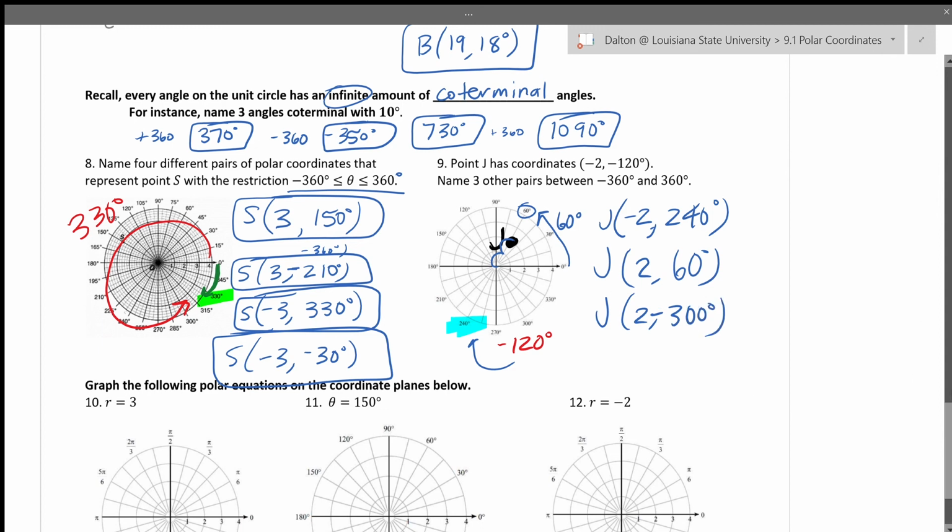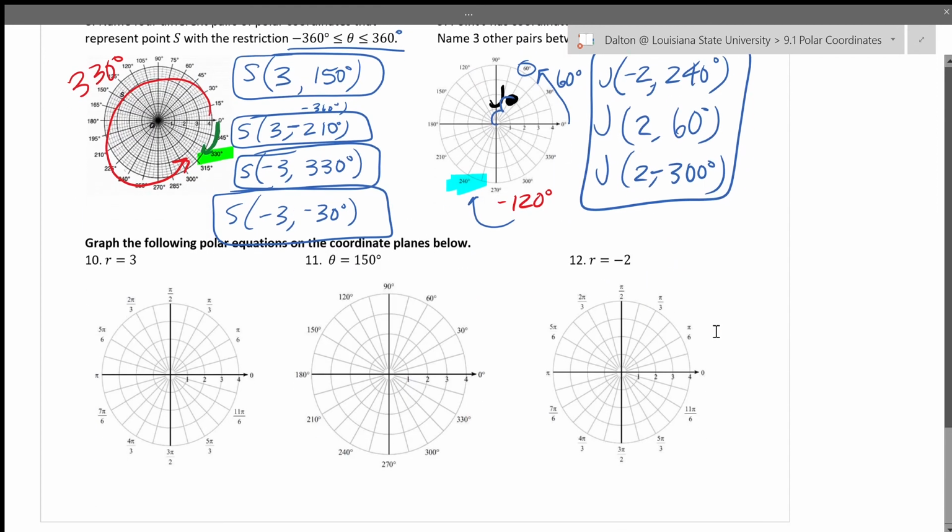Okay, these are kind of tricky questions, but you'll get better at them once you see the pattern. In between 360 and negative 360, there will always be 2 positive r's, 2 negative r's, and the other numbers are coterminal angles, just like we found these. Okay, last types of questions. I want you to graph the following polar equations on the coordinate planes below.